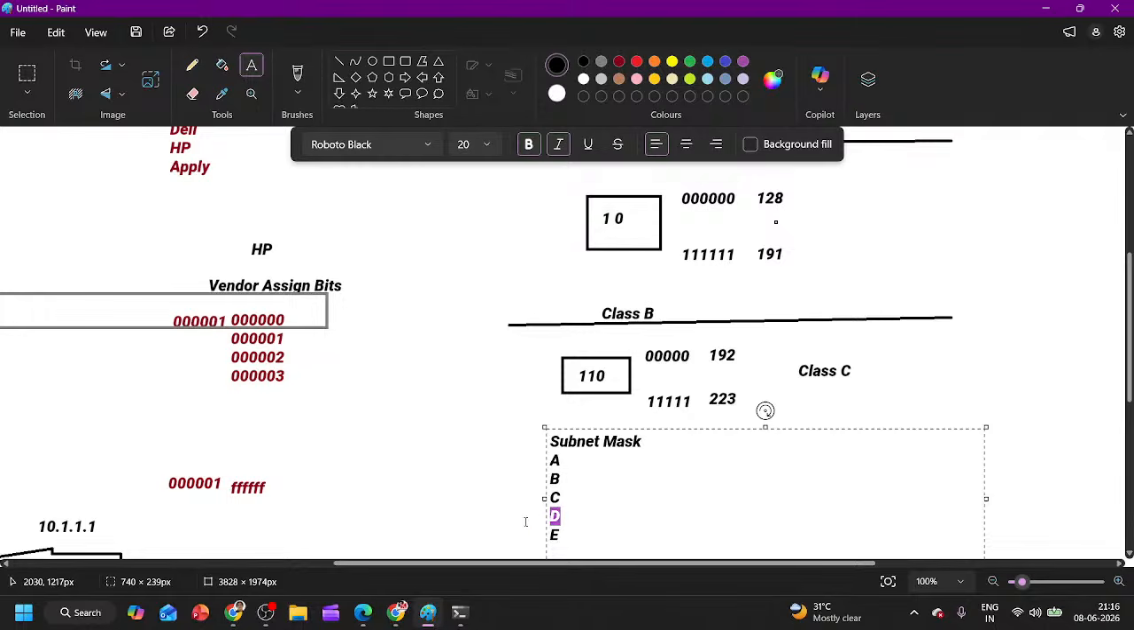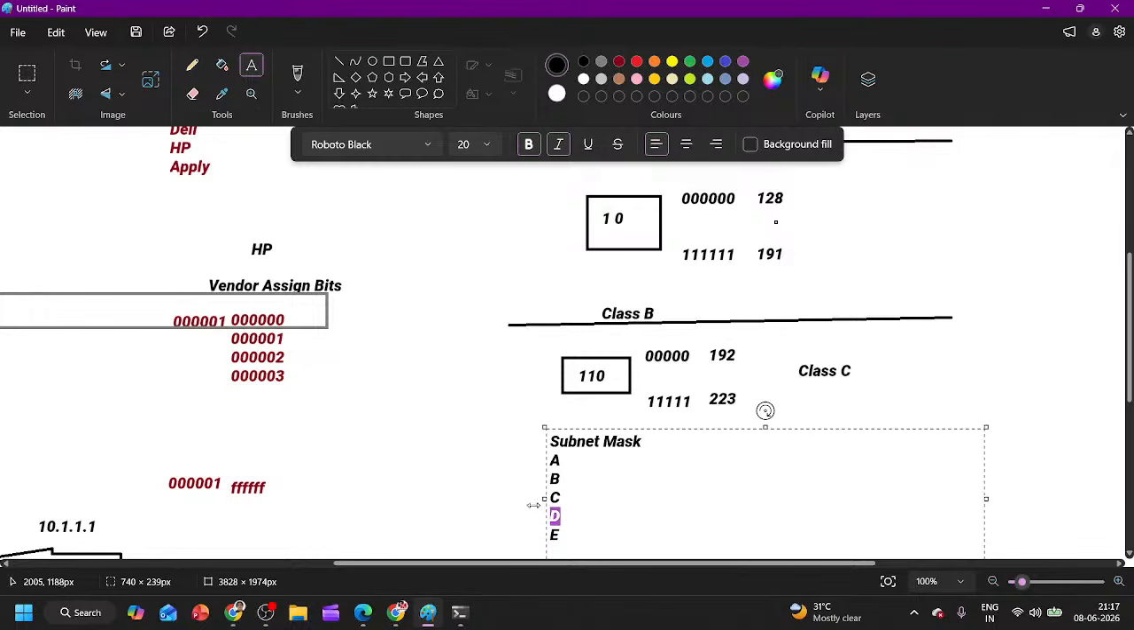Class E is reserved for research purposes, like NASA, ISRO. These organizations use IPs from it. Class D is reserved for multicasting. In the last class, I had told you multicasting is a very popular technology, right? When we want to send traffic to multiple devices, we send it on a multicast address. So when we learn multicasting, at that time we'll explore class D addressing.